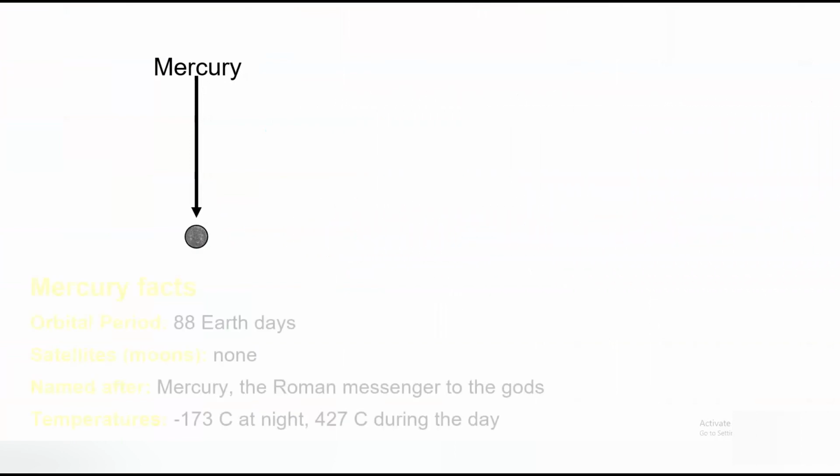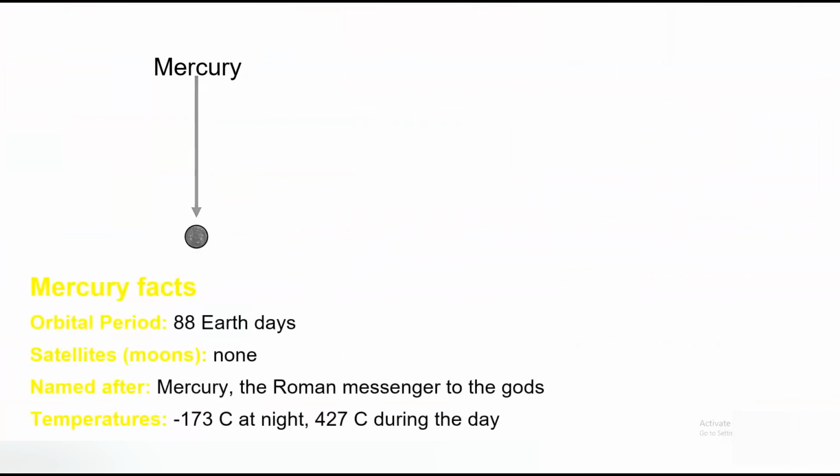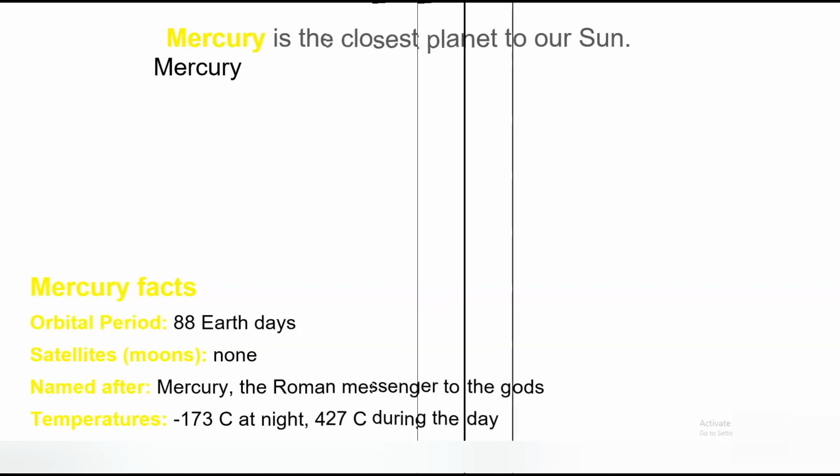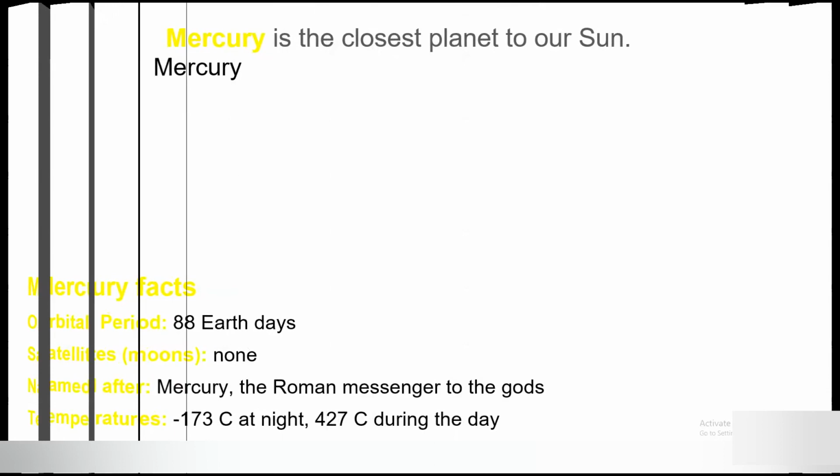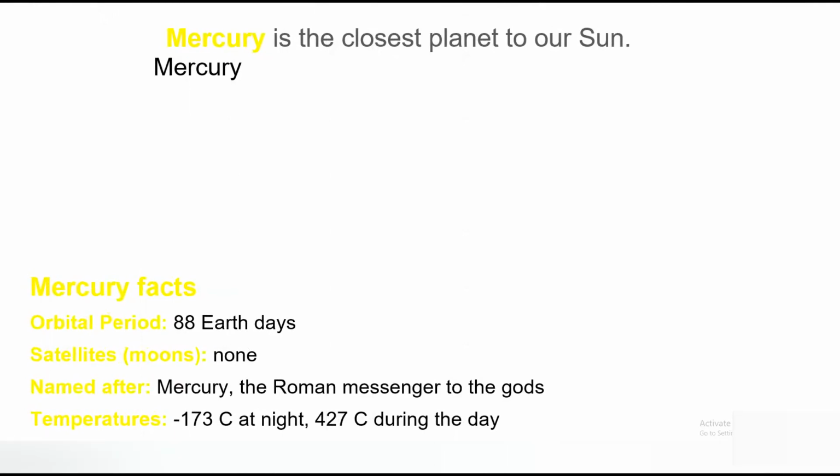So let's think, Mercury. Mercury is the closest planet to our sun. 88 Earth days to orbit around. Minus 173 degrees centigrade at night. It gets up to 427 centigrade during the day.